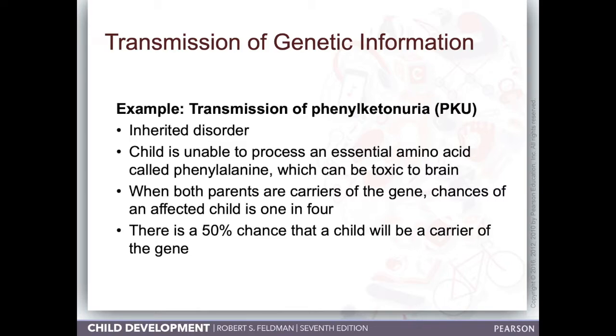When both parents are carriers of the gene, the chance of an affected child is 1 in 4. There is a 50% chance that a child will be a carrier of that gene. So that's a pretty high number for a likelihood of inheriting that.